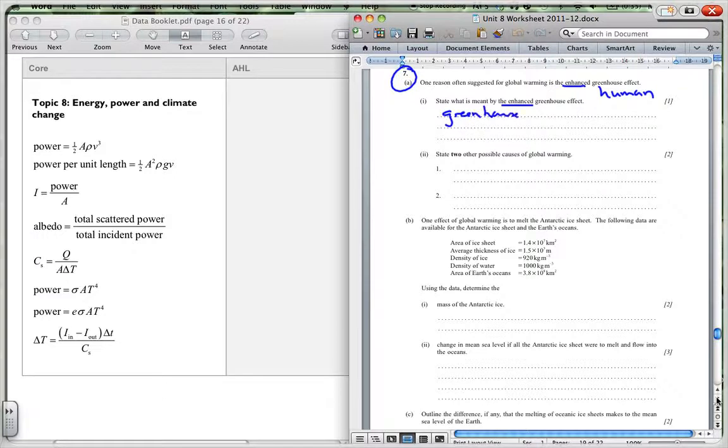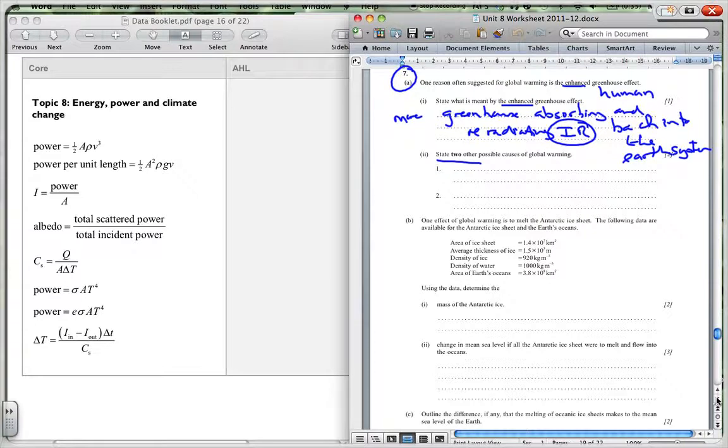such as carbon dioxide and water vapor, but mainly carbon dioxide. So we have more greenhouse gases absorbing and re-radiating infrared radiation. So it's absorbing the infrared radiation and then re-radiating that infrared radiation back into the Earth system.